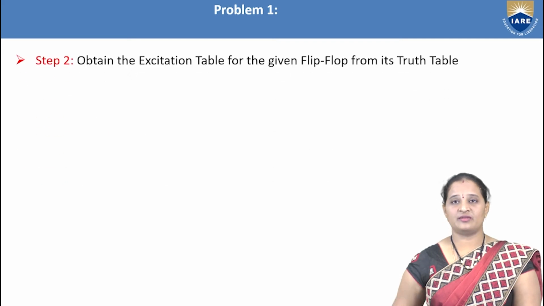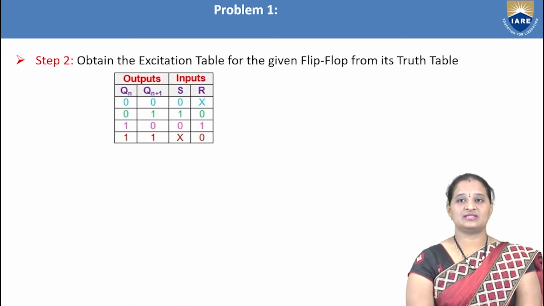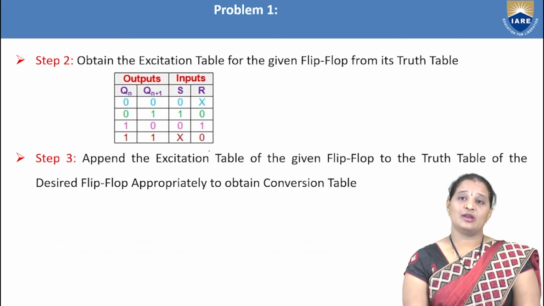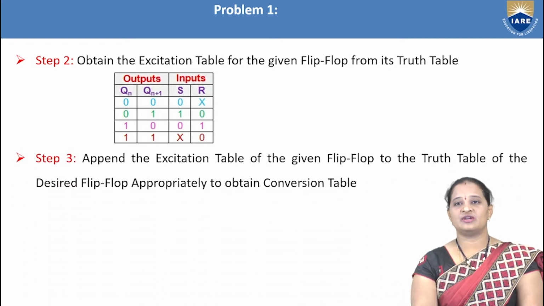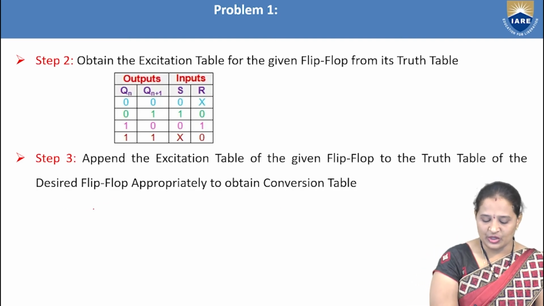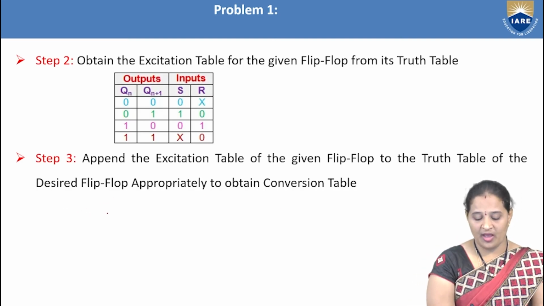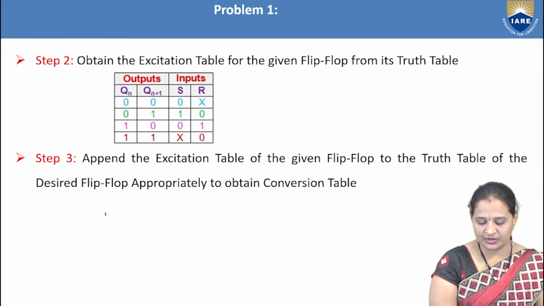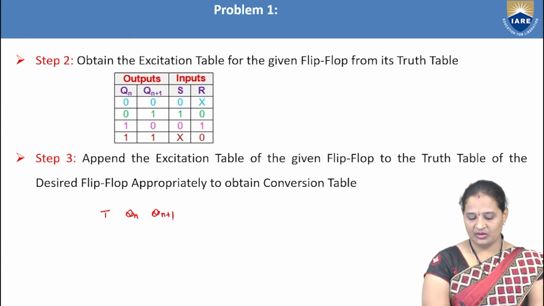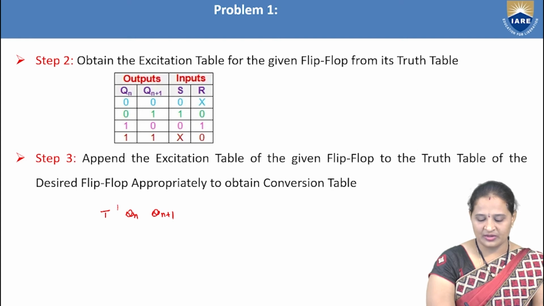Now we have to get the excitation table of the SR flip-flop, which is the given flip-flop. This is the excitation table. Now we need to draw the conversion table. In order to have the conversion table, first write down the truth table. So T, Qn and Qn plus 1 is my truth table of the desired flip-flop.